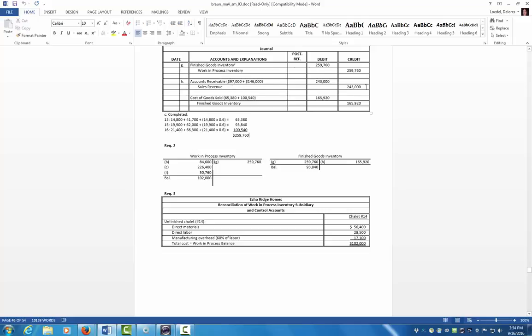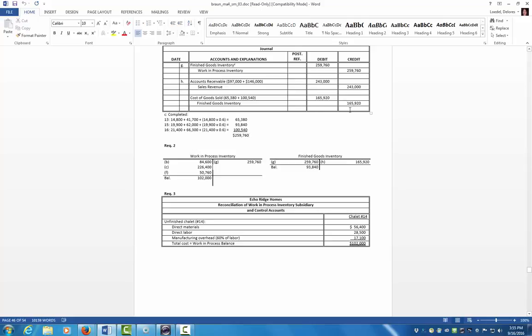And then finally, we have cost of goods sold, of course, associated with these. These had previously been moved into our finished goods inventory up here. Remember, these that were moved in were numbers 13, 15, and 16. Now we have just sold 13 and 16. So we take the costs associated with those, which we identified down here already, and add those up, and $165,920 is the cost of goods sold associated with the sales of these units.